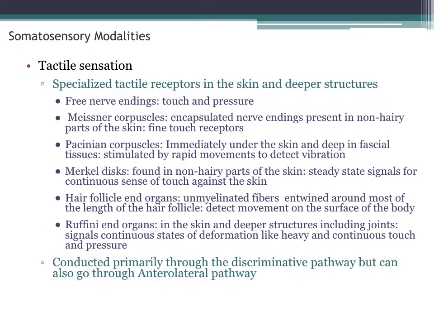Your hair follicle end organs are unmyelinated fibers that entwine around most of the length of the hair follicle, and it detects movement on the surface of the body. So this is how we tell when the mosquito comes along and lands on our skin, or how we feel a breeze moving the hairs on our arms.